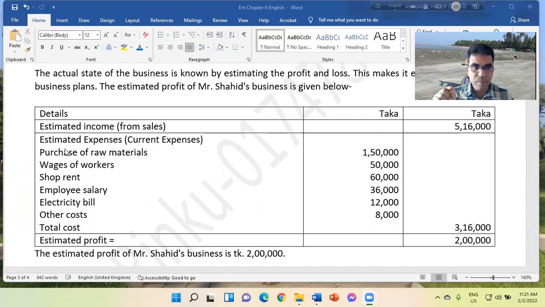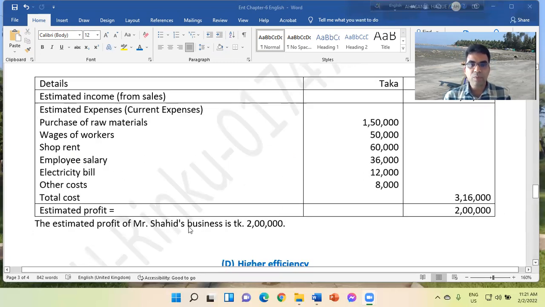Purchase raw materials, this is estimated expense. Wages expense, furniture and pictures, this is asset. Rent expense, workers salary expense, electricity bill expense, other expense. These are the estimated expense. So these estimated expense summary will be deducted from estimated income 5,16,000, 3,16,000. You will get estimated profit 2 lakhs. So the estimated profit of Mr. Shahid's business is 2 lakhs.